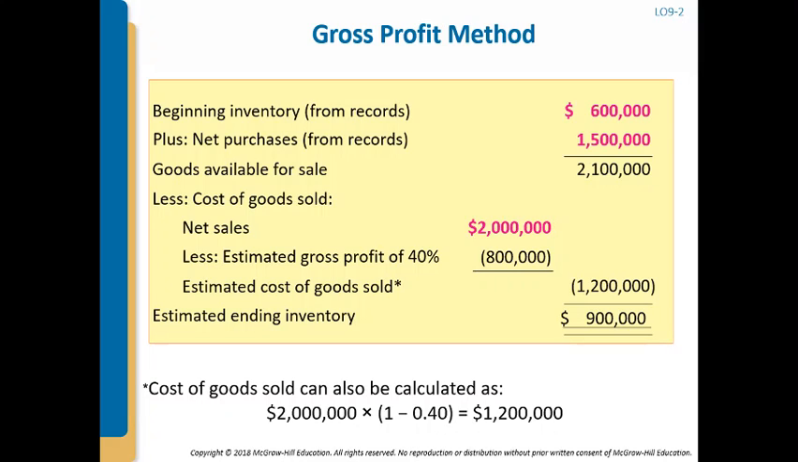Now here you started out with beginning inventory of 600,000 plus you had net purchases of 1.5 million, so you know you've got goods available for sale of 2.1 million. And so you simply subtract the estimated cost of goods sold and you come up with estimated ending inventory.